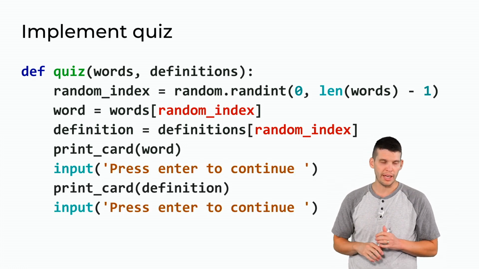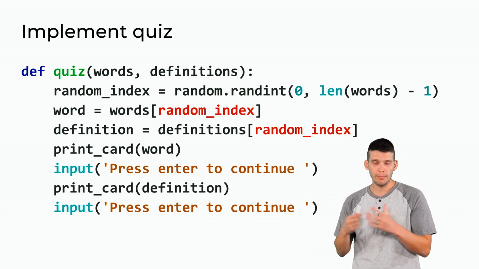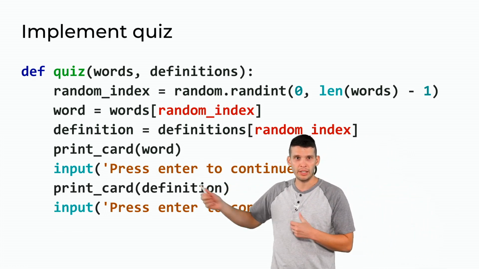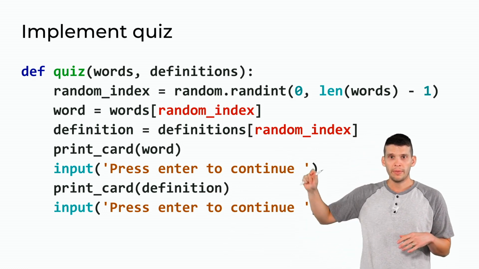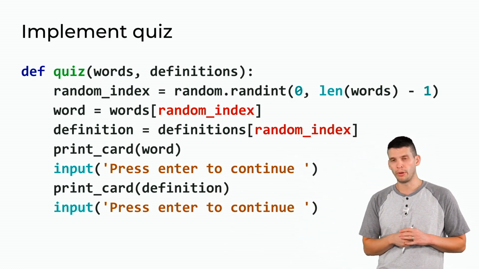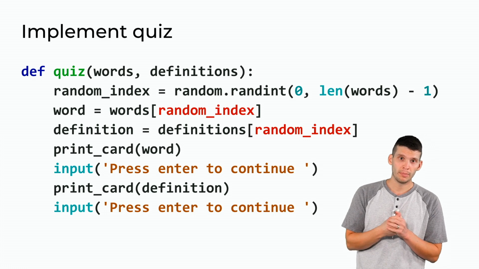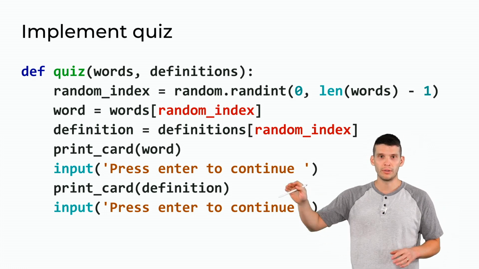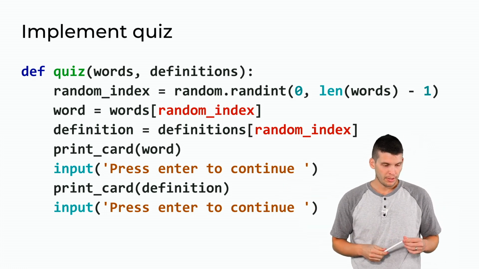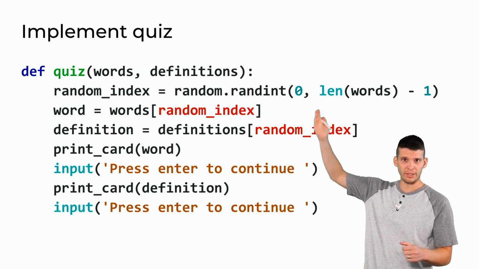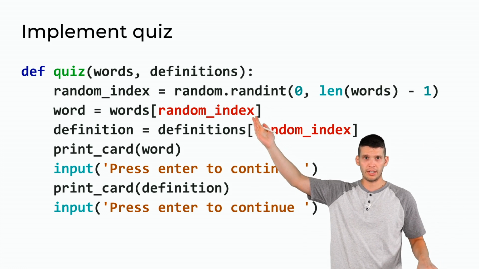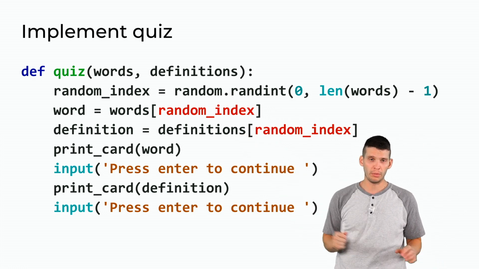The way that we can do that is, you just write the input command, and you don't even have to say something equals input. You just write input and say press enter to continue, and that will force a pause in the program. The user can think about it, and when ready, press enter, and then it will go on to the next part. So this should be a correct implementation. Get a random index, get the word and the definition, and then do the quizzing component.